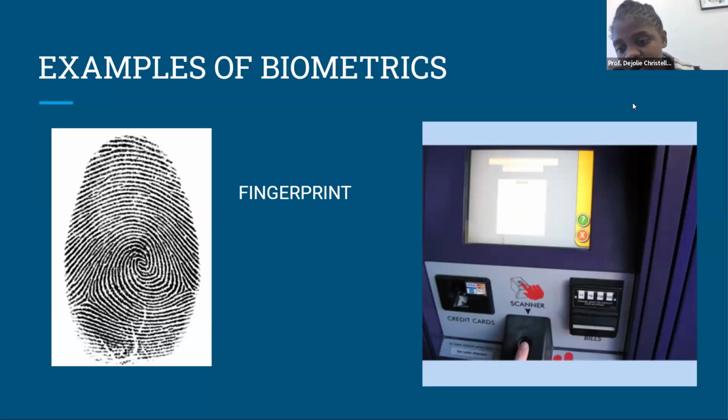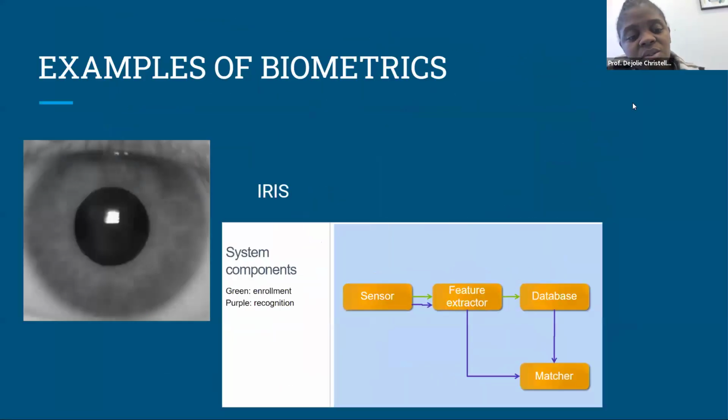Sometimes you go and you want to buy something, as the picture shows, you have to put your fingerprint. This is just one example. So the iris, right? This is how it functions. System component: on the picture I put there, the green is just enrollment, the sensor. It goes to the feature extractor, and then there's a database that contains the template, everything.